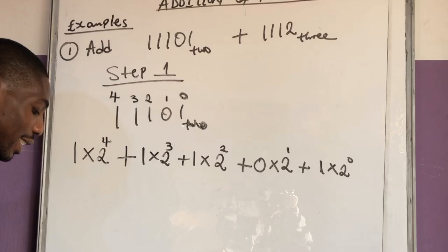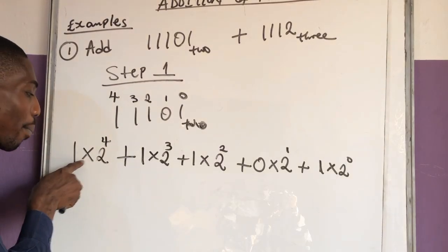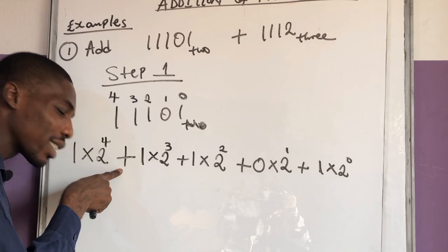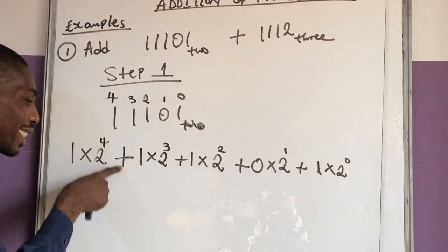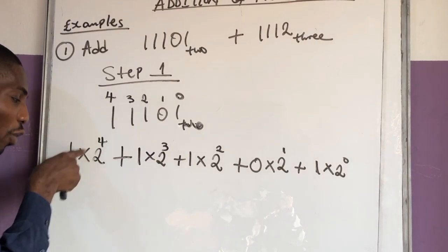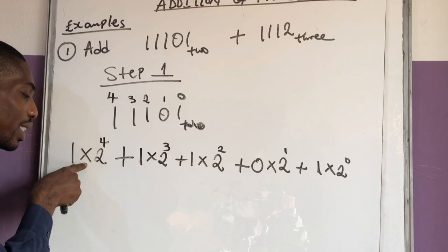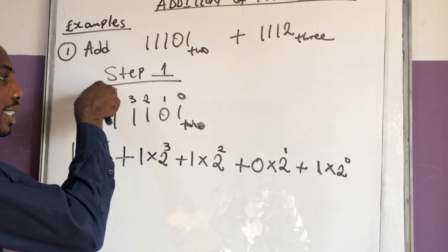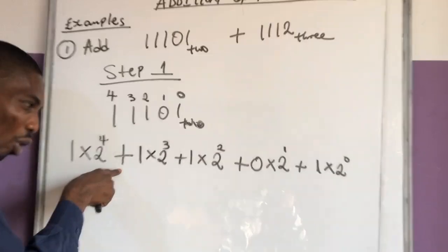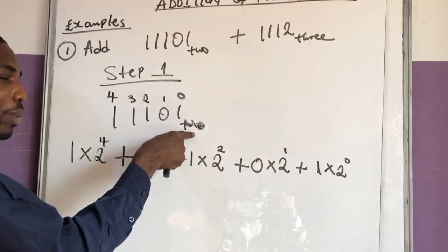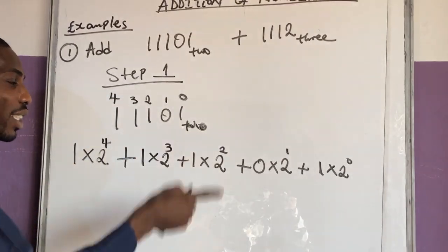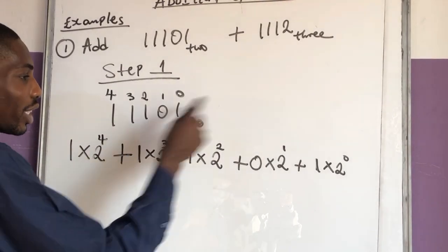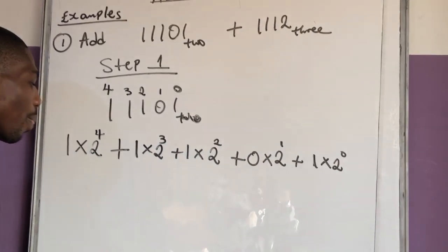Let me tell you, the first number multiplied by the base raised to the power of this, plus, don't interchange plus for multiplication and multiplication for addition. 1 multiplied by the base raised to the power of this, plus the next number multiplied by the base raised to the power of this, plus the next number, and that is how you are going to do it until you get to the last number, which is 1.